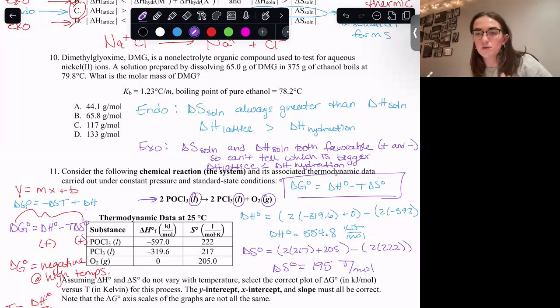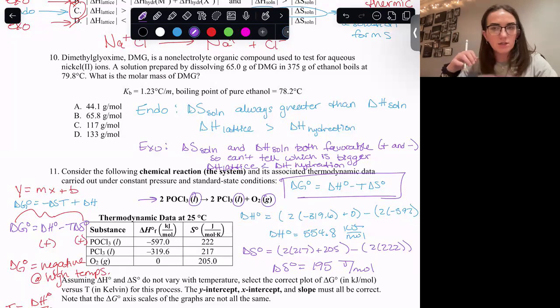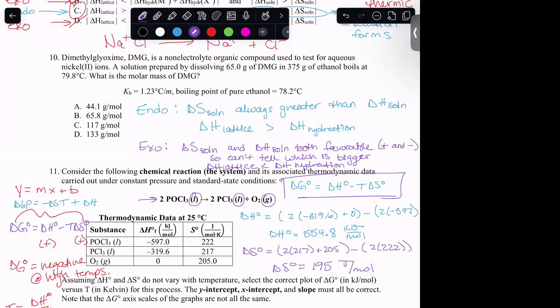Yes, someone asked, is this in order for delta G to be spontaneous? And that's like in terms of delta G, and that's correct. Yes. Does that help clarify some of the solution stuff? Yeah, thank you so much. Yeah, no problem.